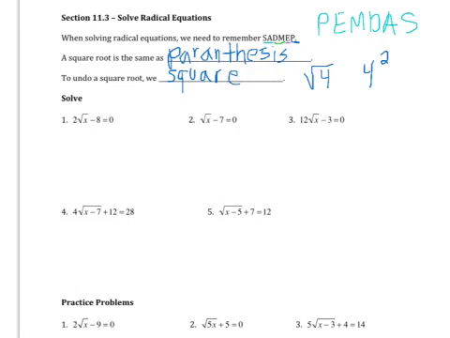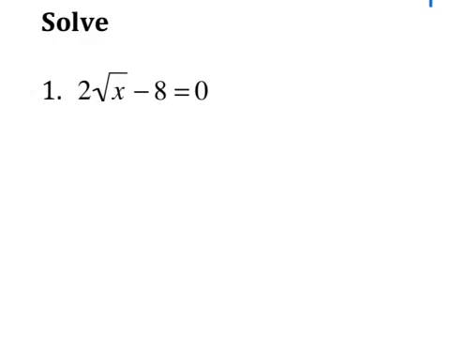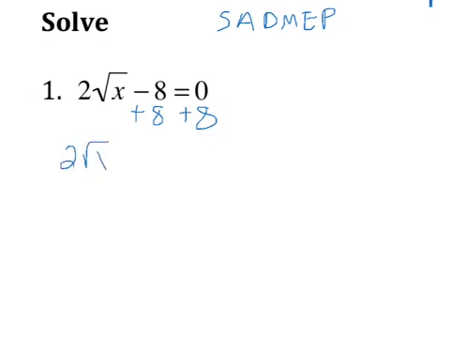So let's take a look at the first problem and talk about how to solve 2 square root x minus 8 equals 0. So following SADMEP, we first need to look for things to subtract or add to the other side. So we want to get rid of this minus 8. So we're going to add 8 to both sides. So we have 2 square root x equals 8.